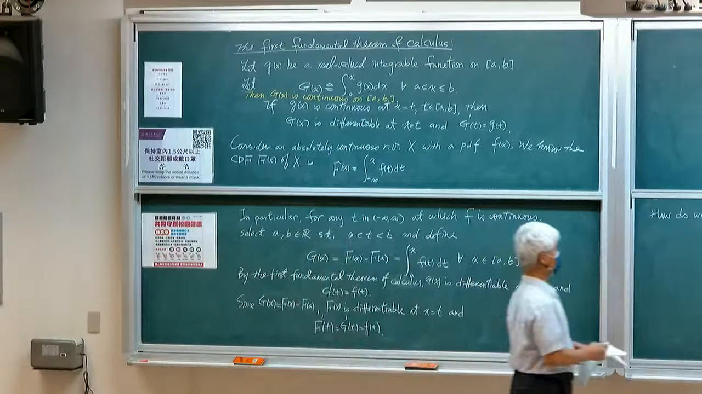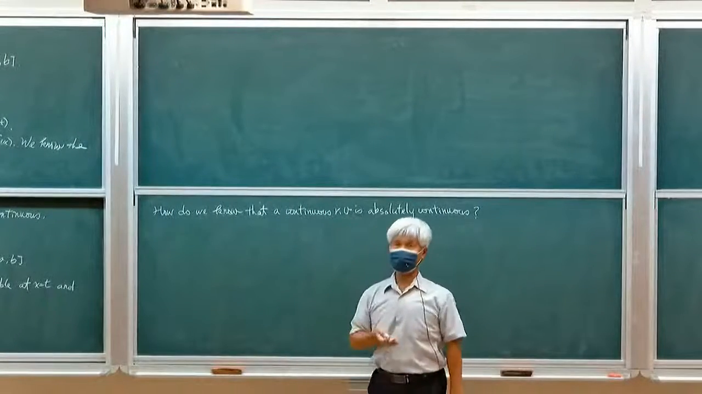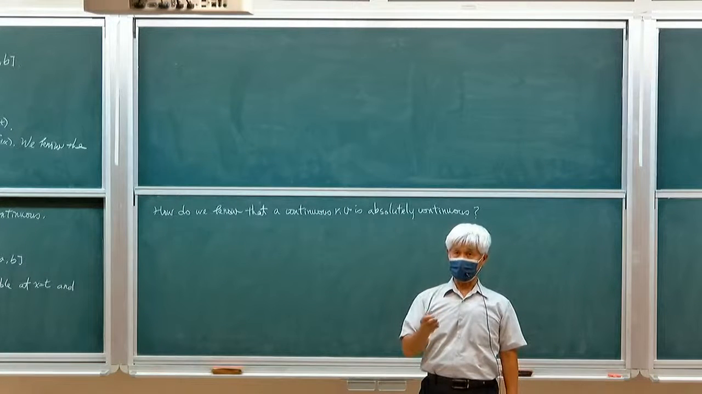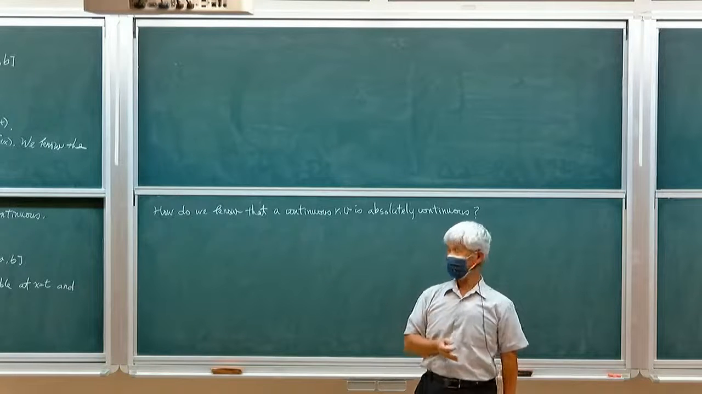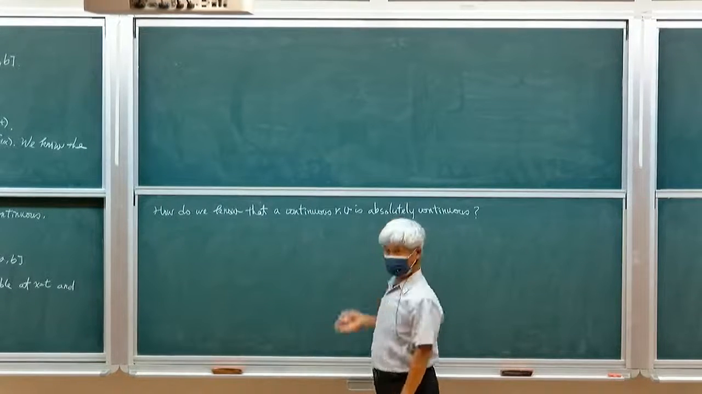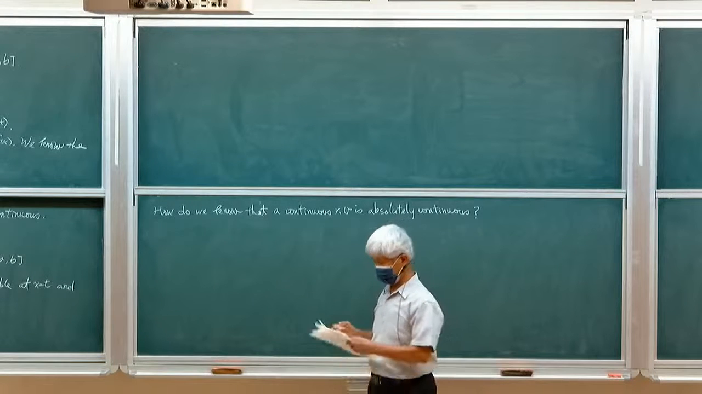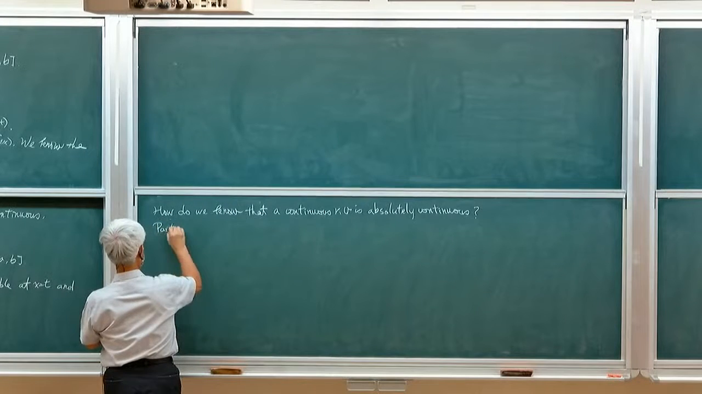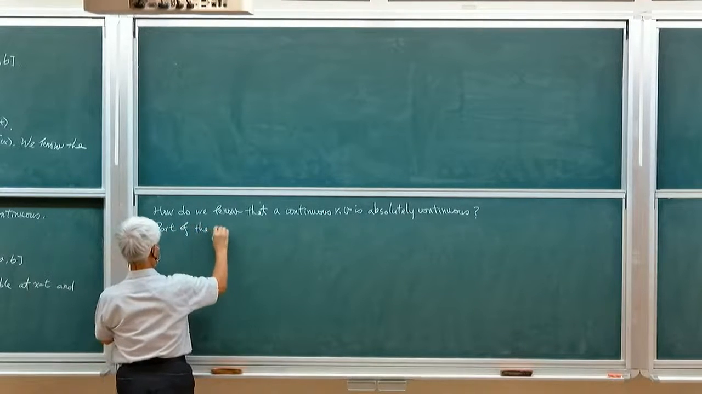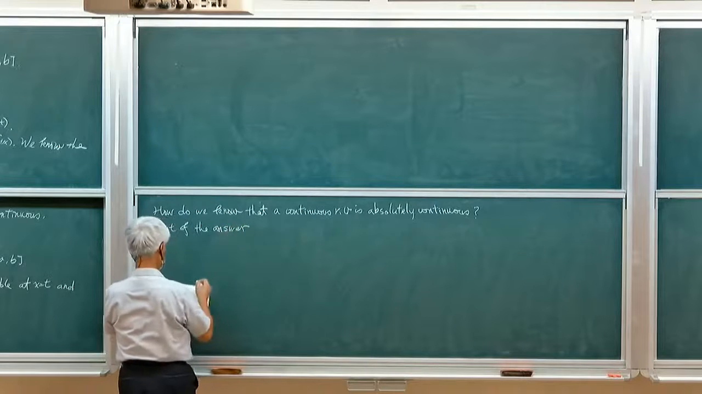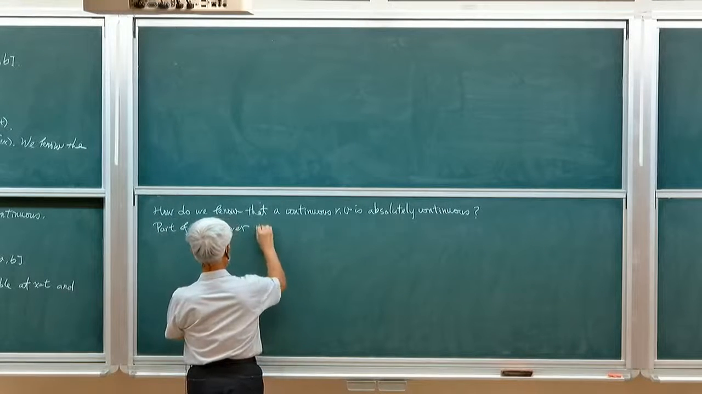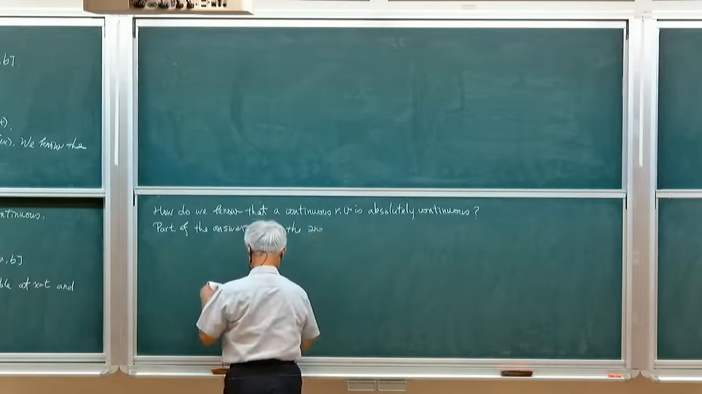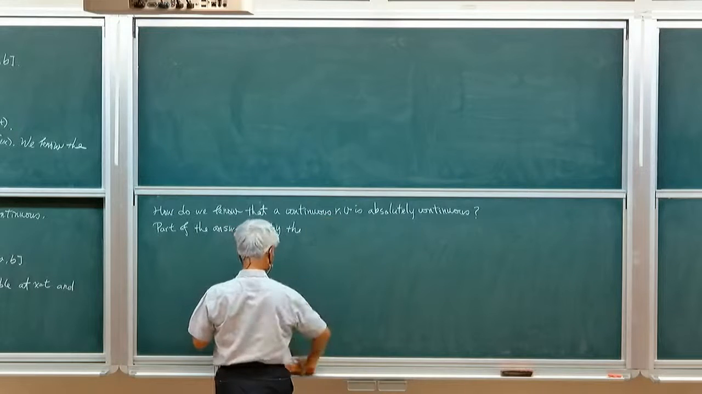But conversely, if we are given a continuous random variable, meaning we are given a random variable whose CDF is continuous, how do we know that it's absolutely continuous? How do we know that? Okay, and part of the answer, right? Part of the answer is by the second fundamental theorem of calculus.